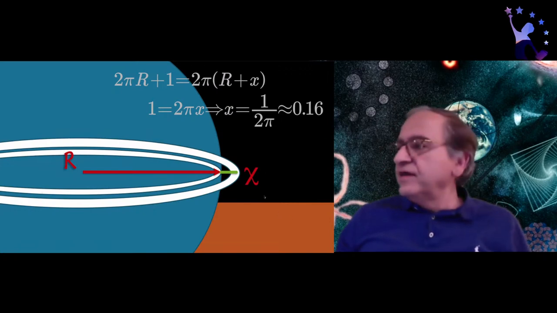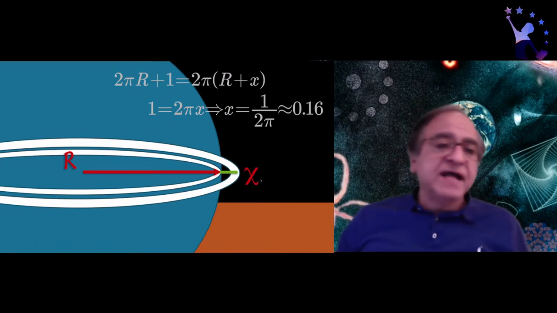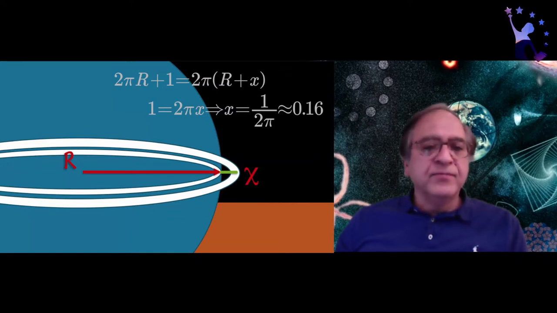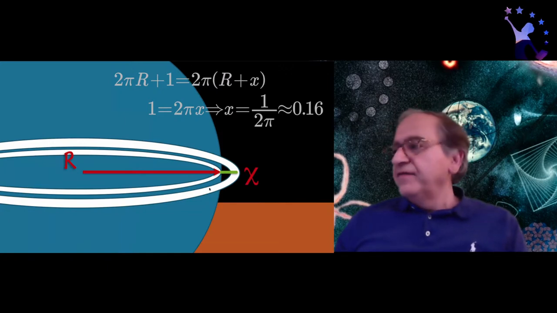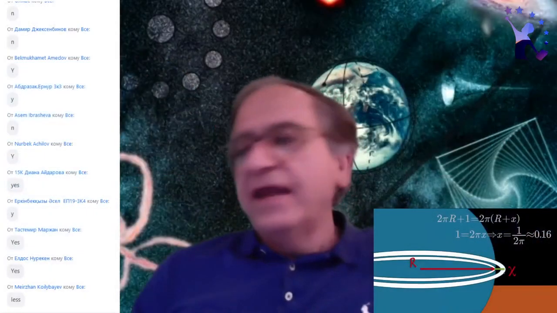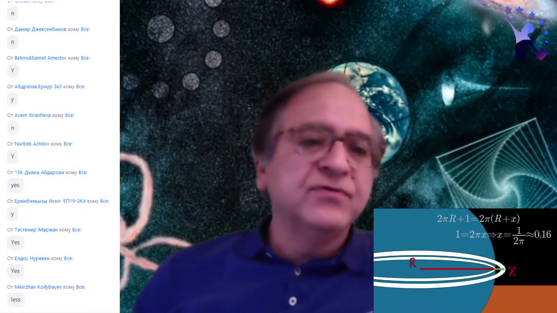How many of you think if I do that, the X is now going to be less than 1 meter or more than 1 meter? Those who think it's going to be less than 1 meter, put Y, and those who think it's going to be more than 1 meter, put N. So Y or N. If I pull it one way, is it going to be less than 1 meter? Put Y. And if you think it's going to be more than 1 meter, put N.